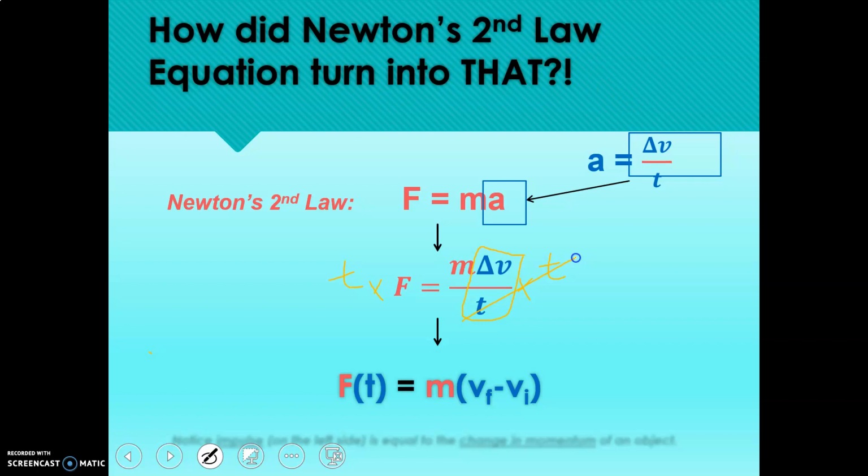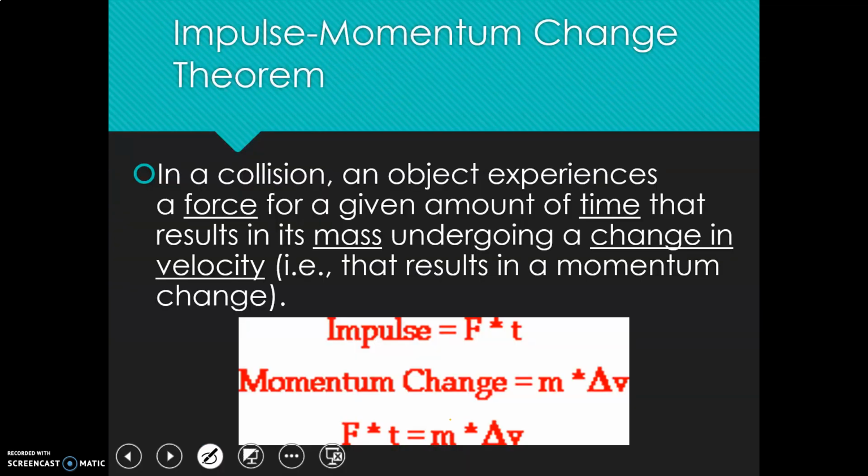So force times time, or time times force, same thing, is equal to mass times the change in velocity. And the change in velocity is the final velocity minus the initial velocity. Okay, notice impulse is on the left side. So this is our equation for impulse, is equal to the change in momentum of the object. This is how you solve for the change in momentum, because momentum is mass times velocity.